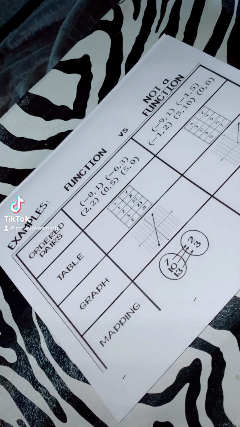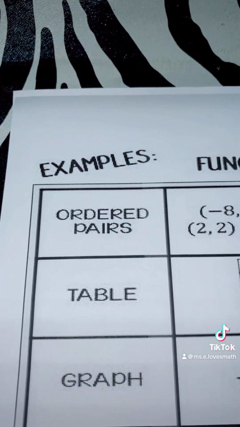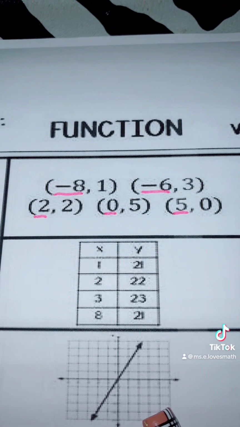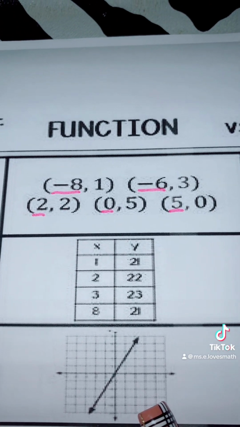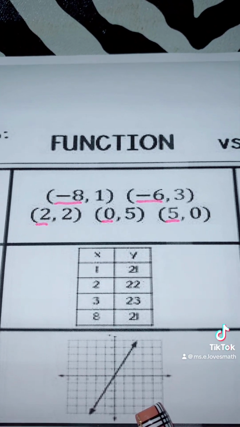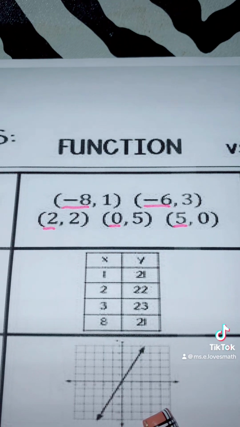Function or not a function? Let's start with ordered pairs. Look at your x values. If all of your x values are different when it comes to ordered pairs, then it is a function.